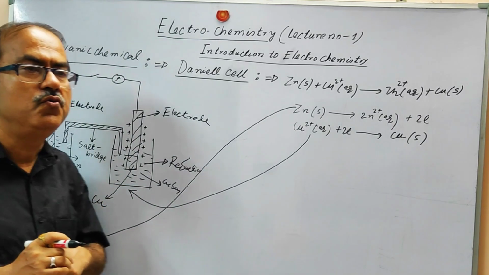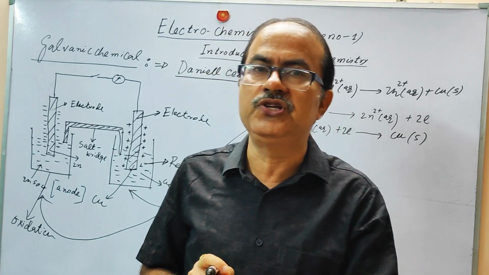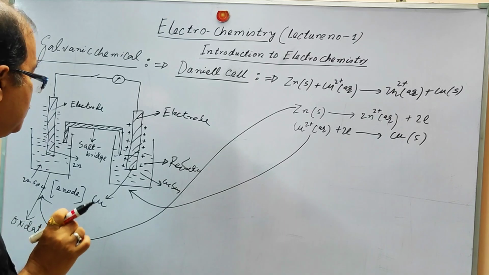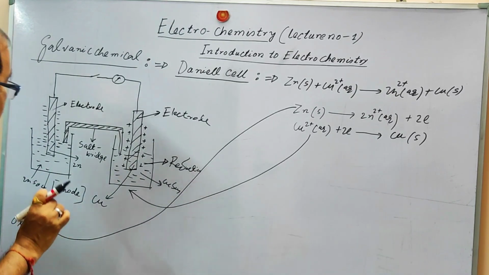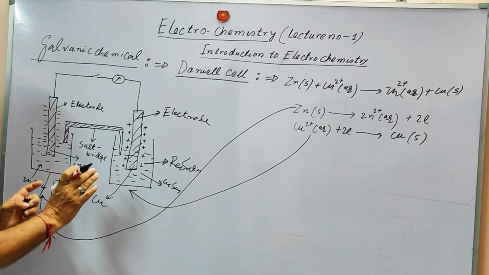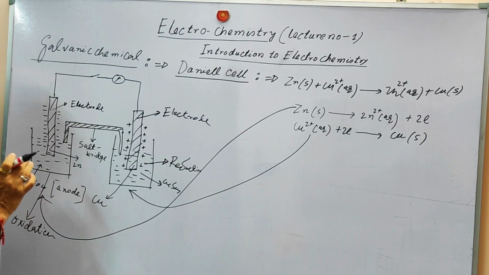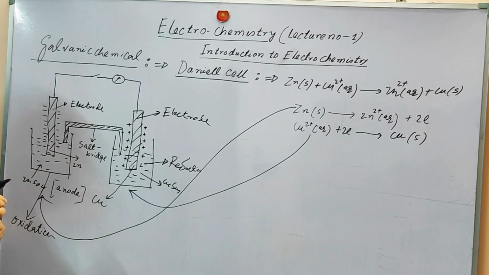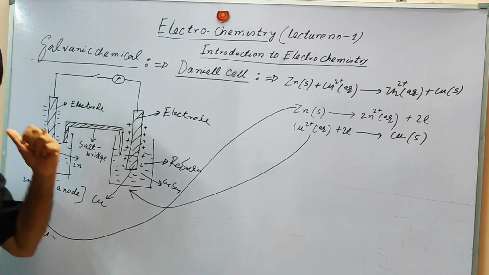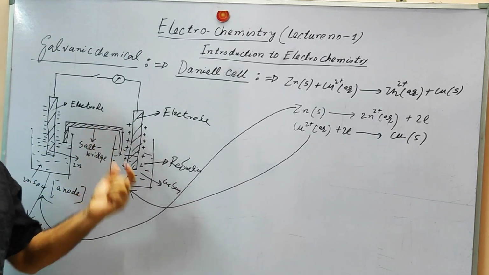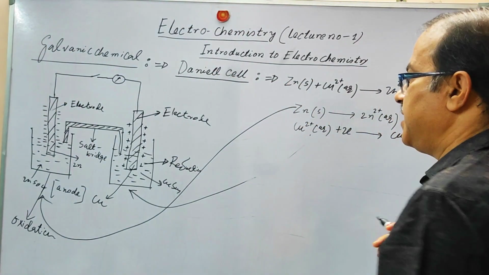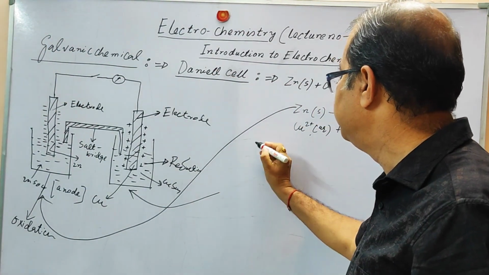But by convention we always have to take into consideration the reduction potential, not the oxidation potential, which we will discuss in detail. So what is going to happen when we arrange it this way, zinc in the zinc sulfate solution and copper in the copper sulfate solution? There is a potential created in the zinc rod and in the copper rod, and this is called the electrode potential. That is a very, very important thing to understand, the electrode potential.